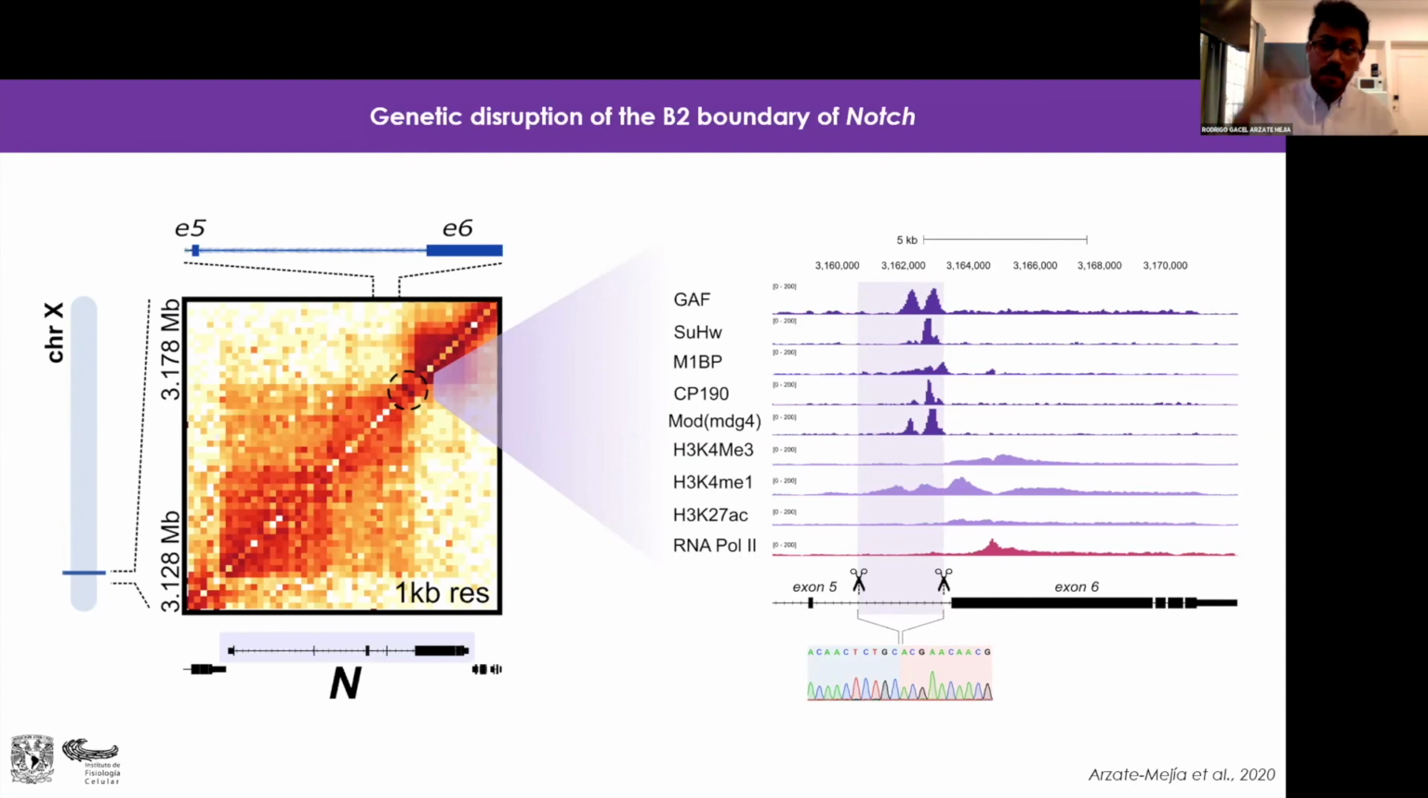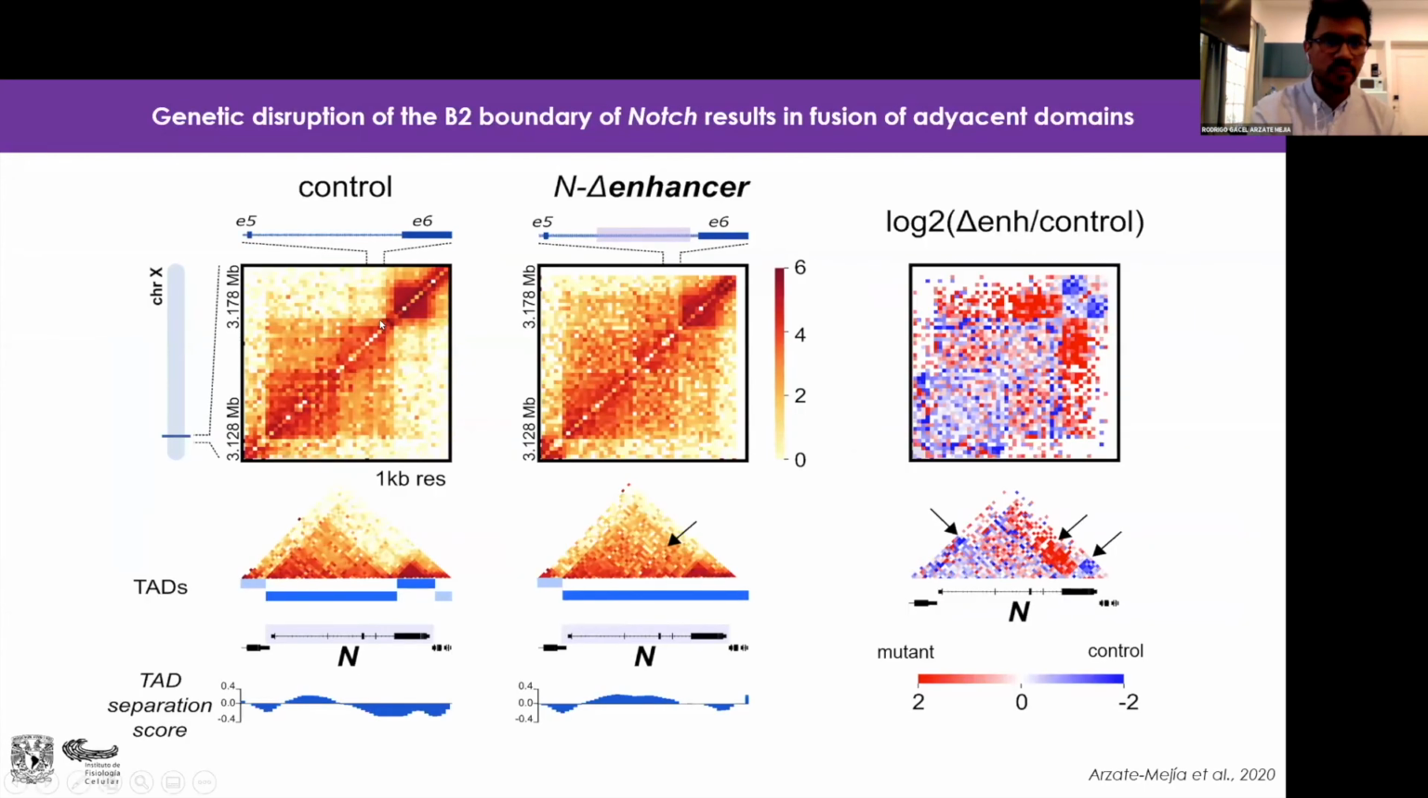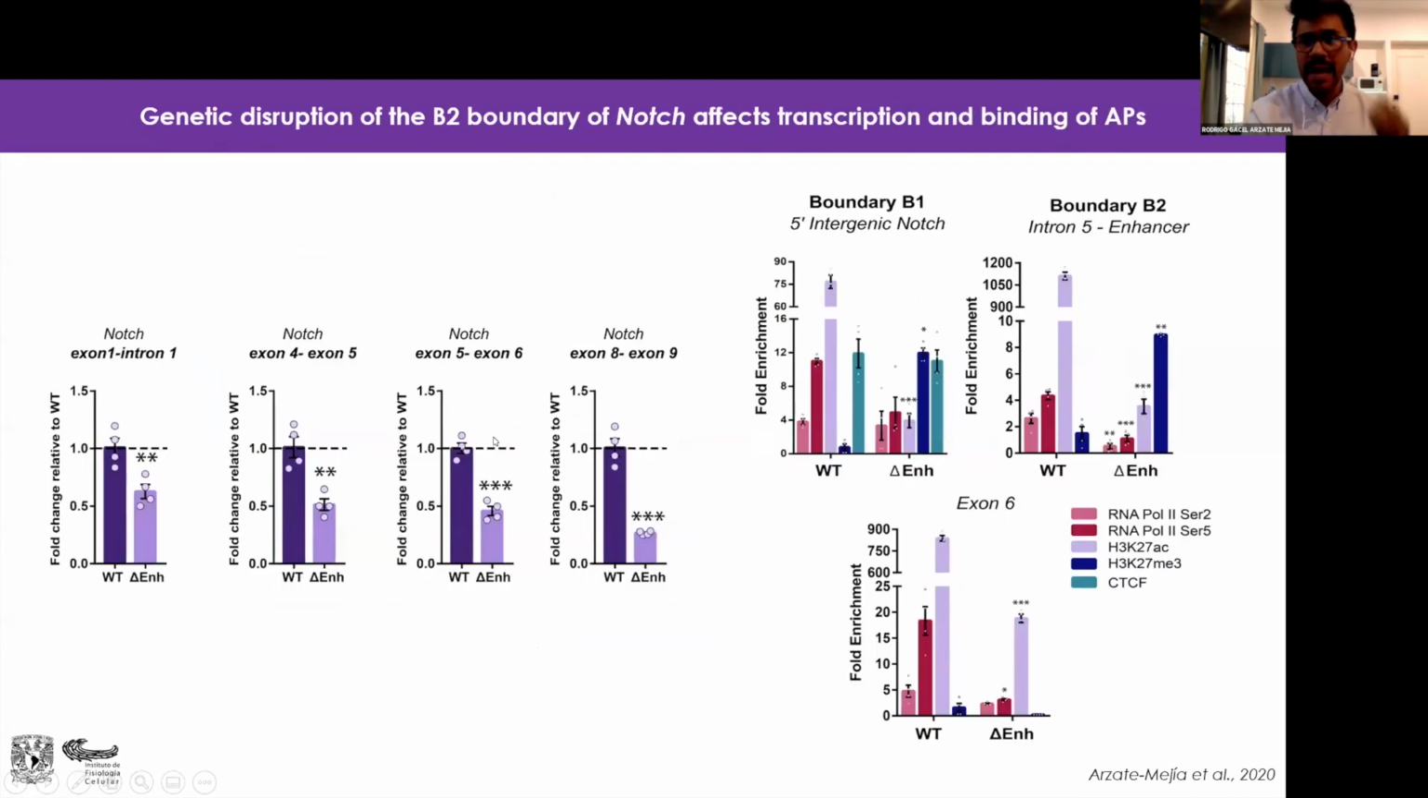So what people have seen is that probably by deleting these sequences, we might not observe something spectacular from a topological perspective. In any case, we decided to remove these sequences, and we did observe something actually very cool. The removal of this 2.5 kb region was sufficient to fuse or to increase the interaction between the second domain and the first domain of Notch. It did not affect the region upstream of Notch, and importantly, the removal of this sequence did result in the transcriptional downregulation of all the exons now of the Notch locus.